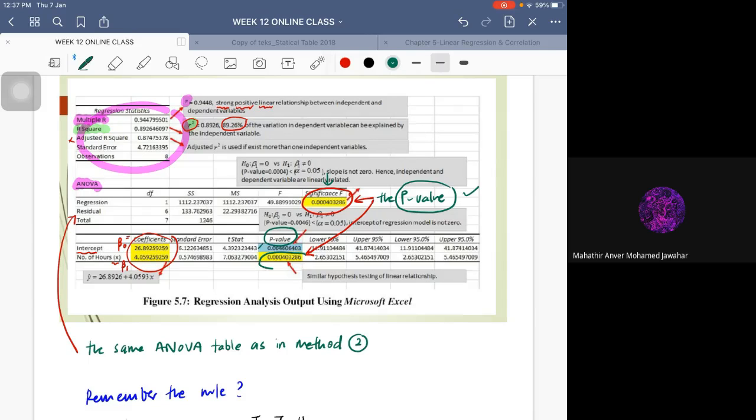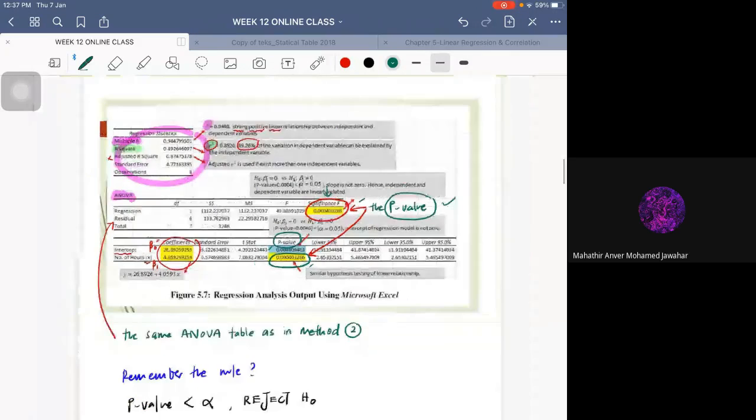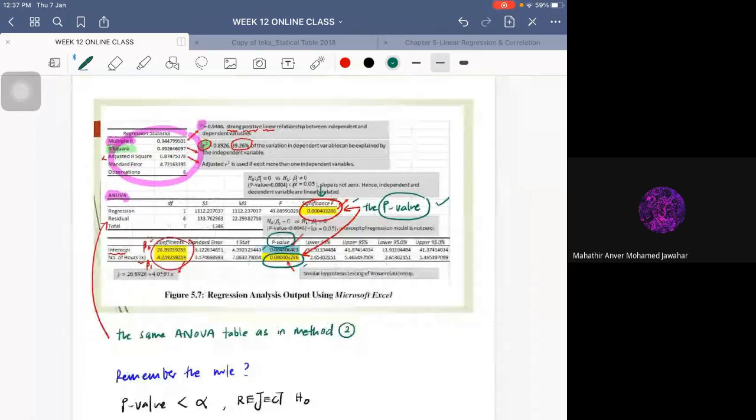So this one is actually the p-value for the test of beta 1, which is our test of linearity. Both of these are going to give you exactly the same answer because they are exactly the same p-value. Okay, so that is a summary of the Excel output for the simple linear regression.